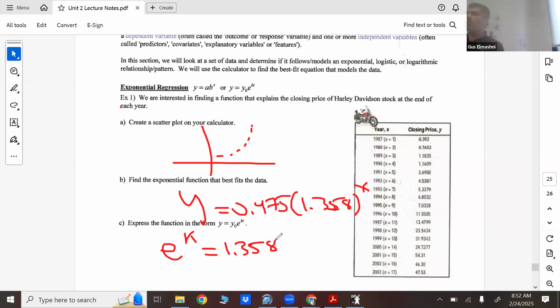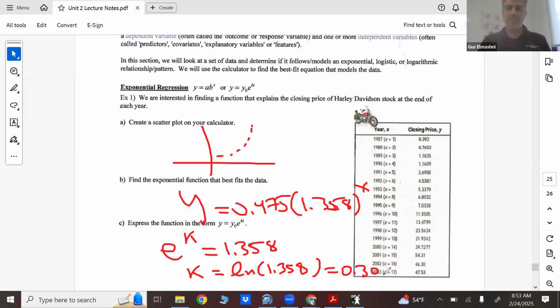You take your base, 1.358, set it equal to e to the k. How do I solve for k here? It'd be the natural log of 1.358. Does that make sense? Because in order to isolate this, I have to do log base e of this number, which is the ln. Okay, let me get my calculator here. You should get 0.306. Well, y of 0 isn't 0.475. So we'll just go with it.